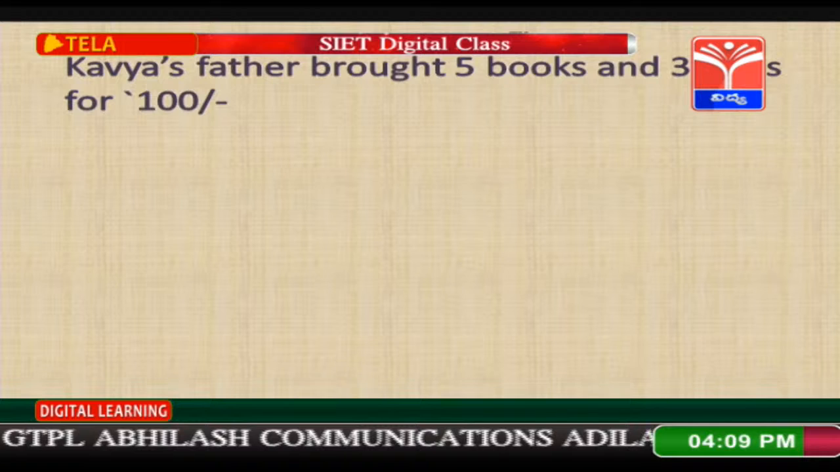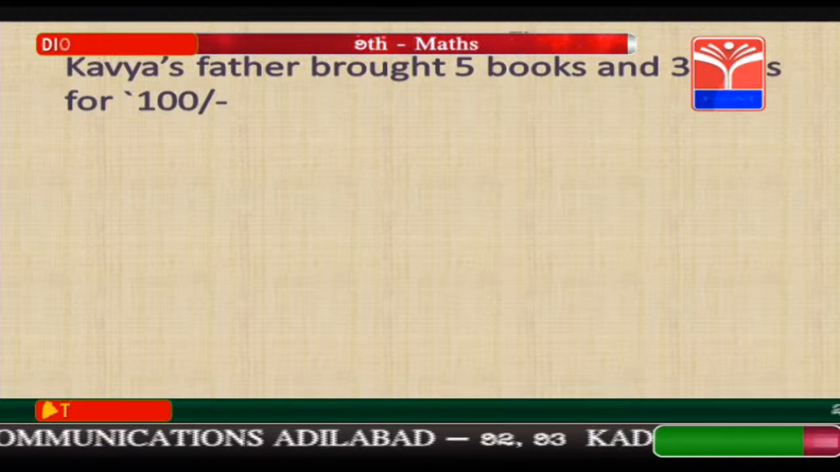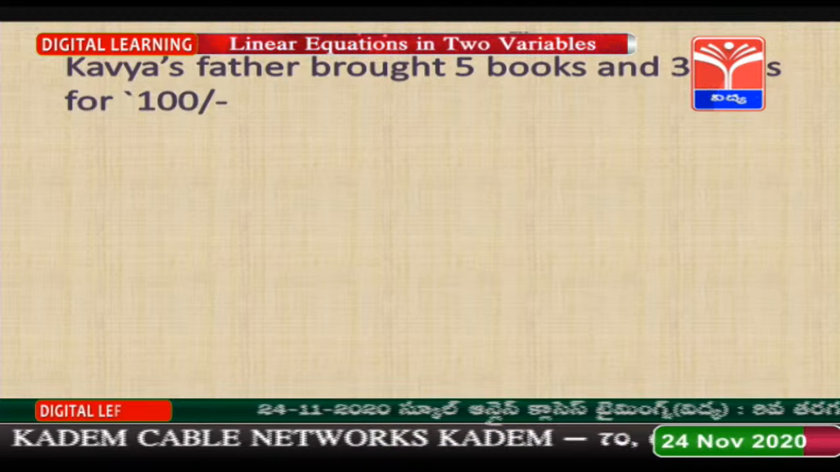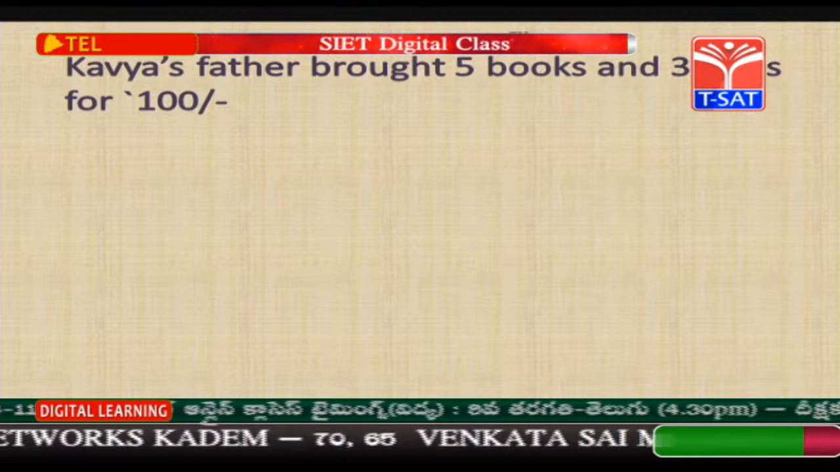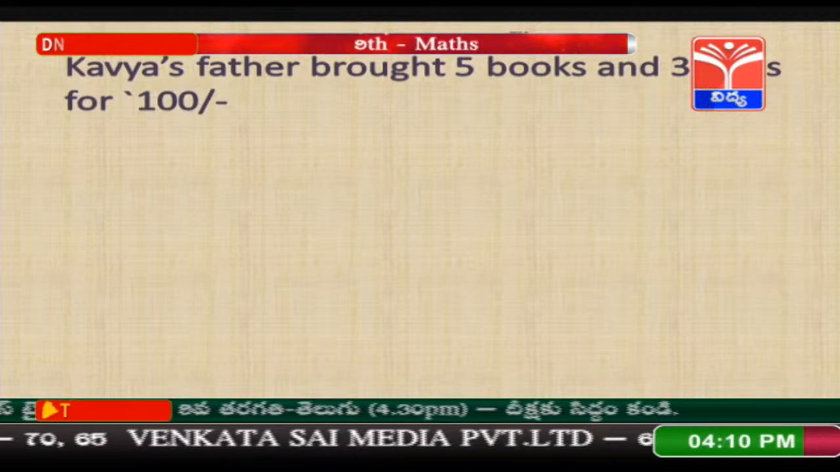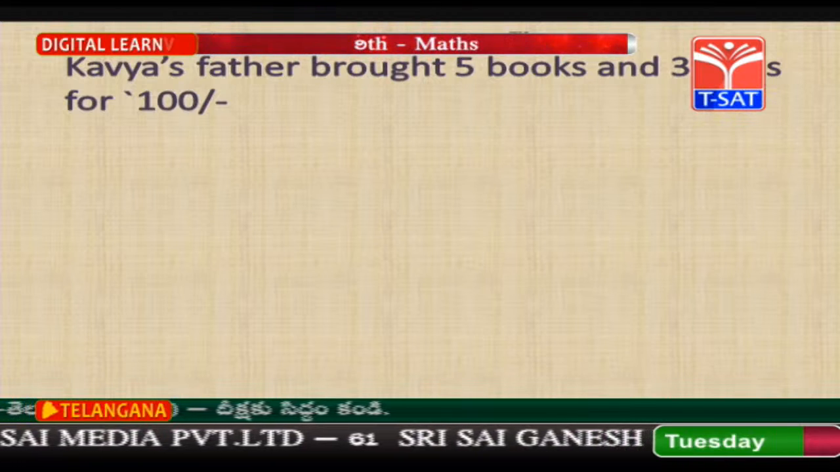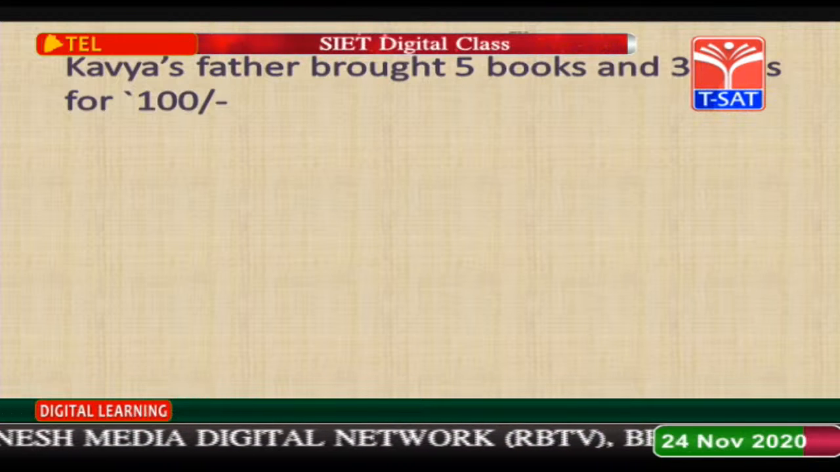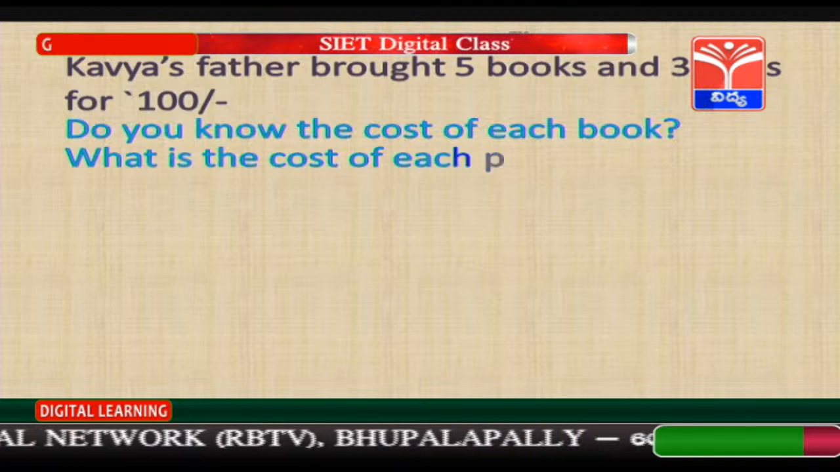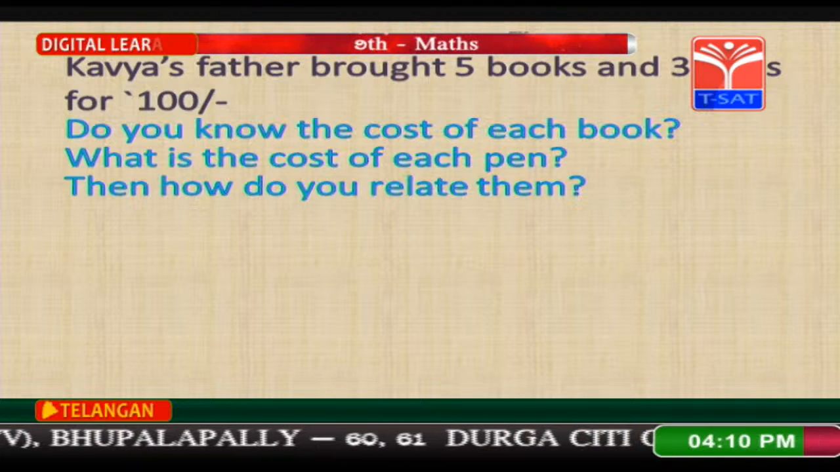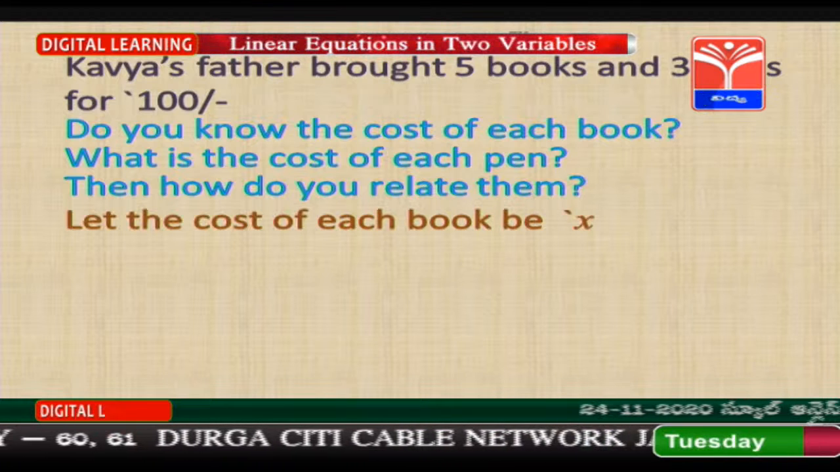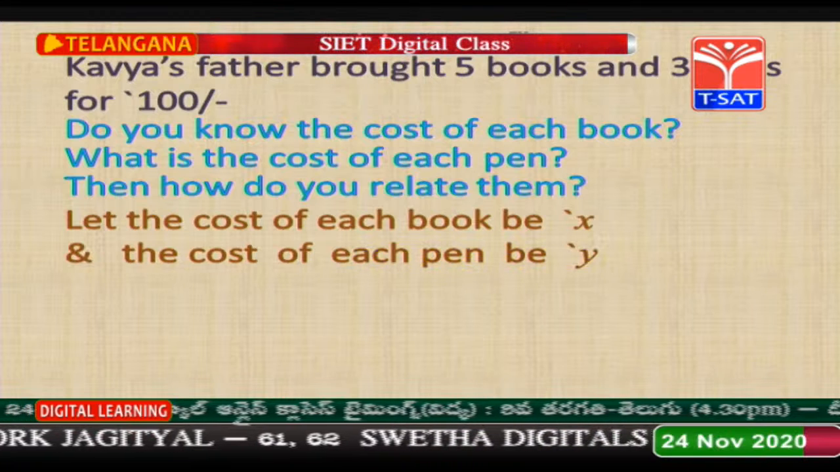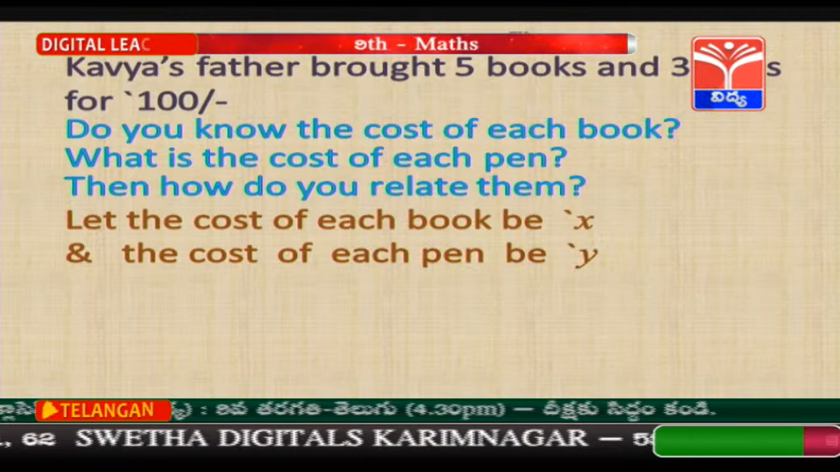Kavya's father brought 5 books and 3 pens for 100 rupees. Now, when you want to show this in a linear equation form, how do you show it? Do you know the cost of the book? What is the cost of the pen separately? We do not know. So, in these cases we always try to estimate them as x and y. Let the cost of each book be x rupees, or x, let me say. Let the cost of each pen be y rupees, or y.